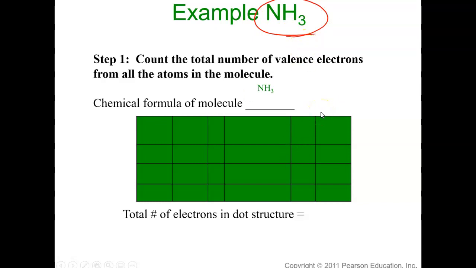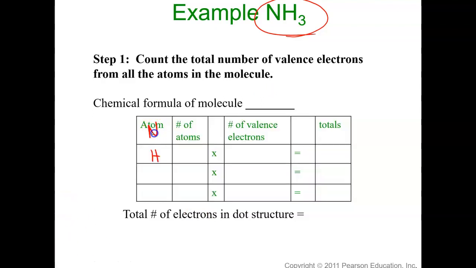So N, and then we have H, right? And I know you can't see this because of the color. Hold on. So I fixed this, now you can see it. Okay, so we're going to do NH3.